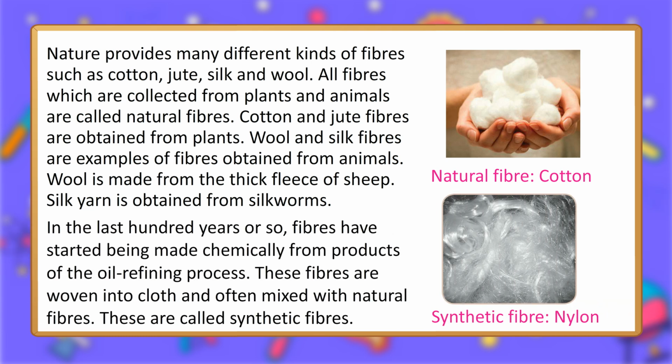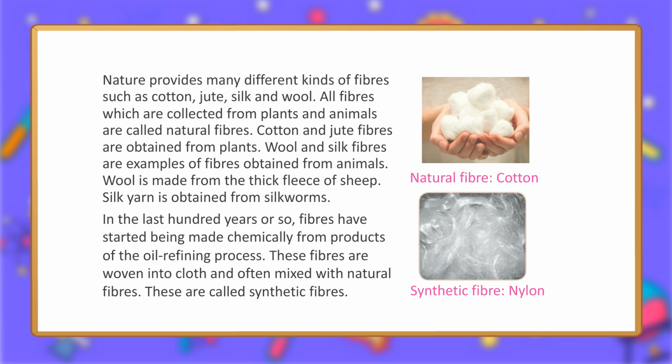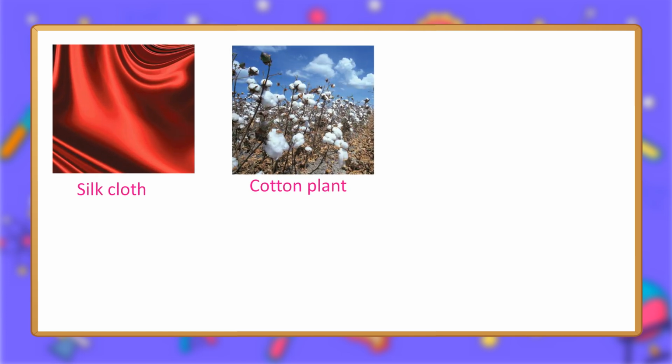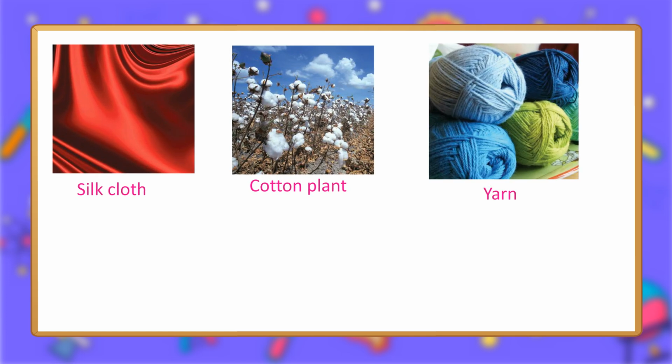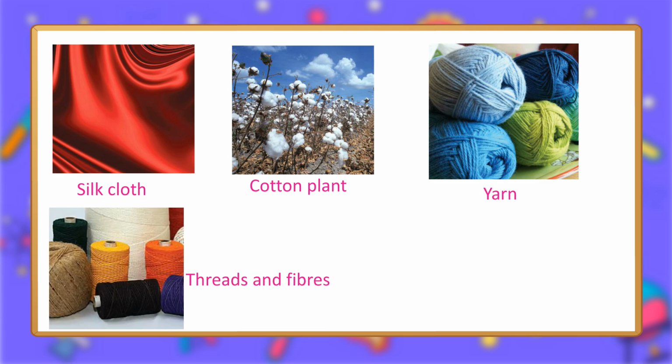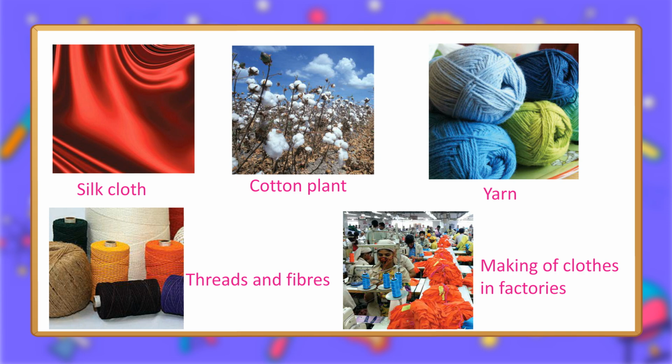In the last 100 years or so, fibers have started being made chemically from products of the oil refining process. These fibers are woven into cloth and often mixed with natural fibers. These are called synthetic fibers. Natural fiber, cotton. Synthetic fiber, nylon. Silk cloth. Cotton plant. Yarn. Threads and fibers. Making of clothes in factories.